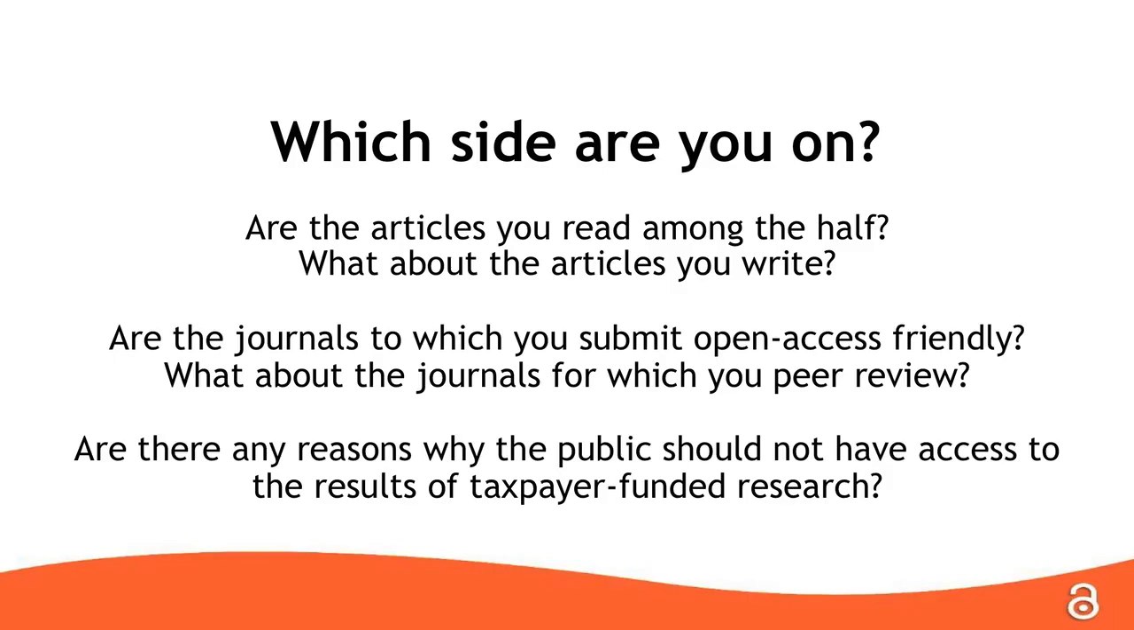So either they were made open access immediately, or they were made open after an embargo period. So yeah, more would be better, faster would be better, but it's still a huge percentage of articles becoming open access reasonably quickly. And that's why I titled the talk, Which Side Are You On? So which of the halves do you fall into? Are the articles you read among the open access half?